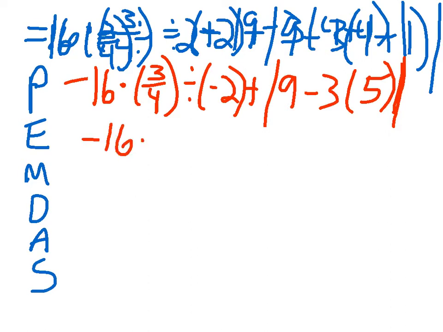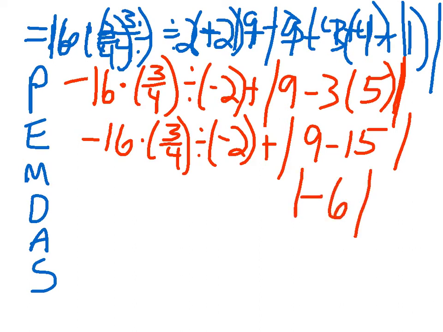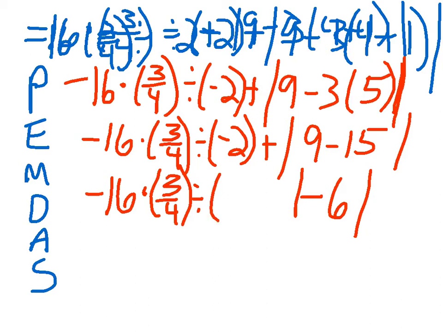Negative 16 times 3/4 divided by negative 2 plus absolute value of 9 minus 15. Now, 9 minus 15 is negative 6. I'm going to leave those absolute values there so that you can see what it looks like, or that's what absolute value means. I'm going to just rewrite this: negative 16 times 3/4 divided by negative 2 plus the absolute value of negative 6.